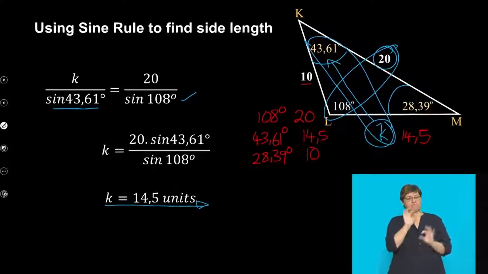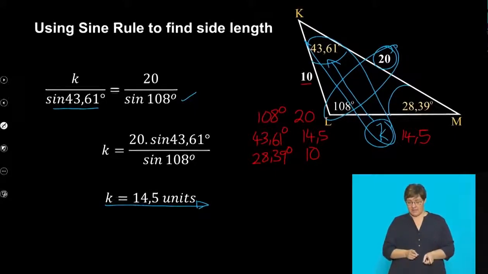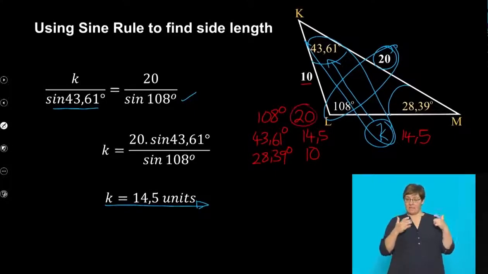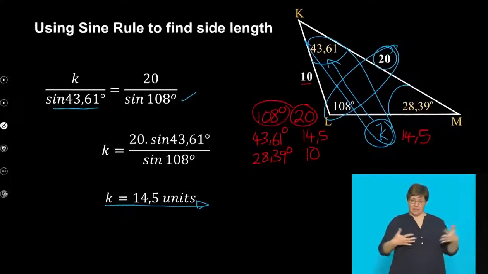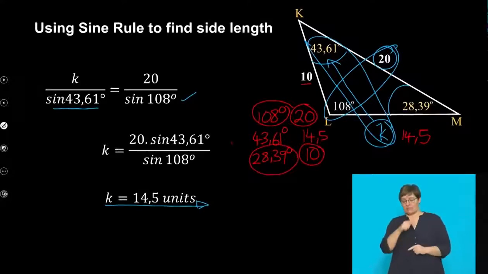So we've checked our answers. It looks like the biggest side is across from the largest angle, and the smallest side is across the smallest angle. So our check is also complete.